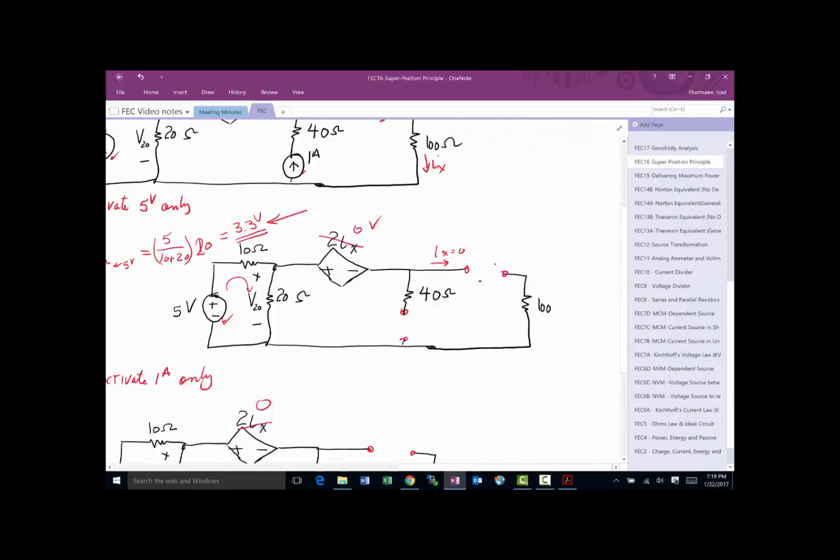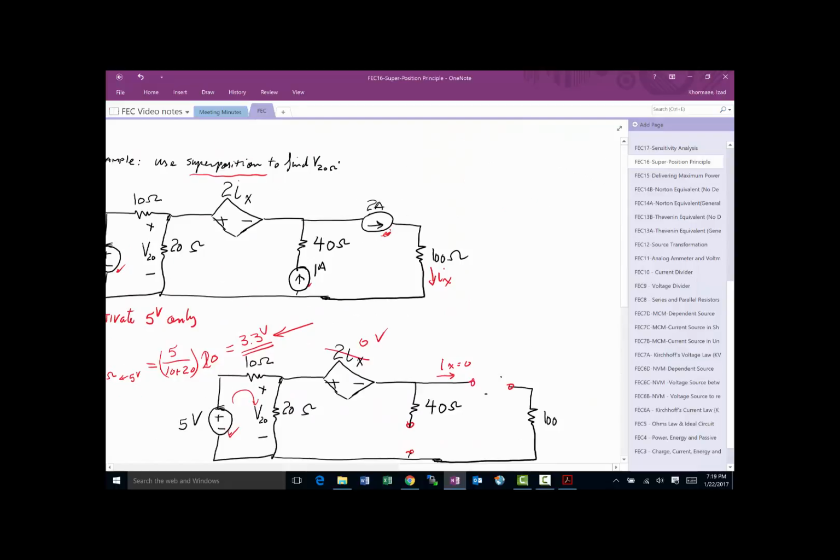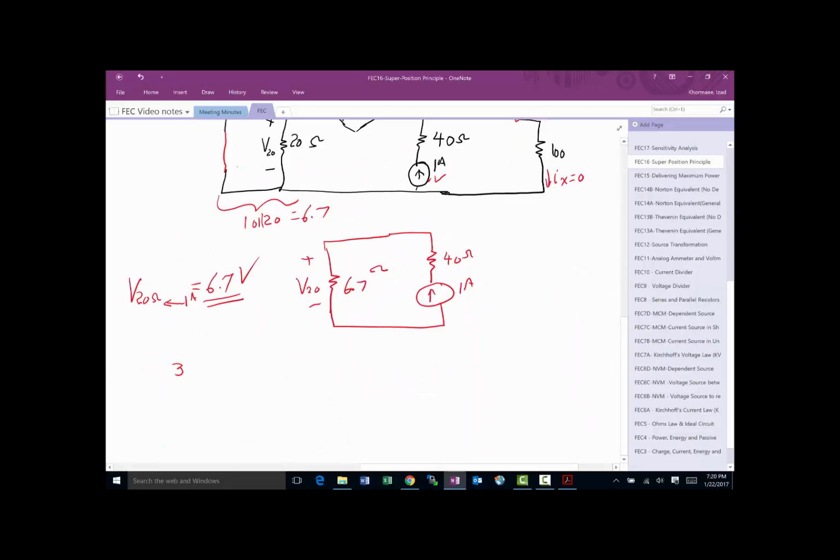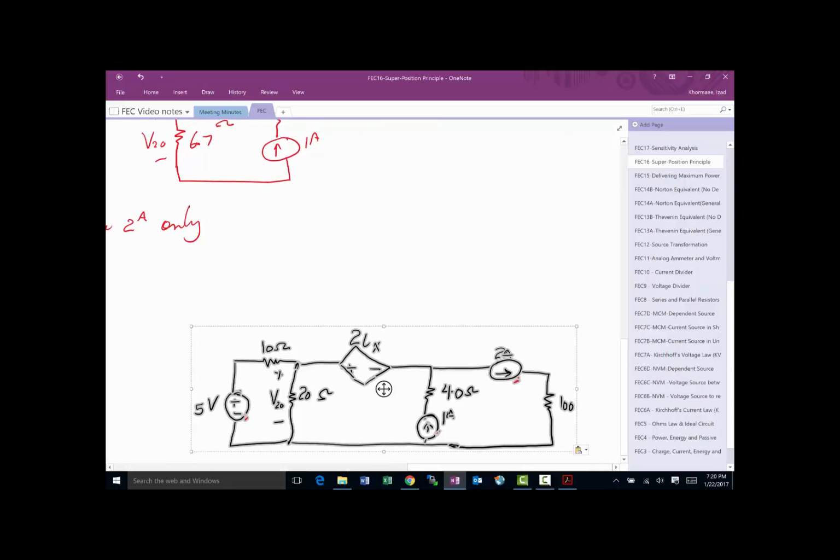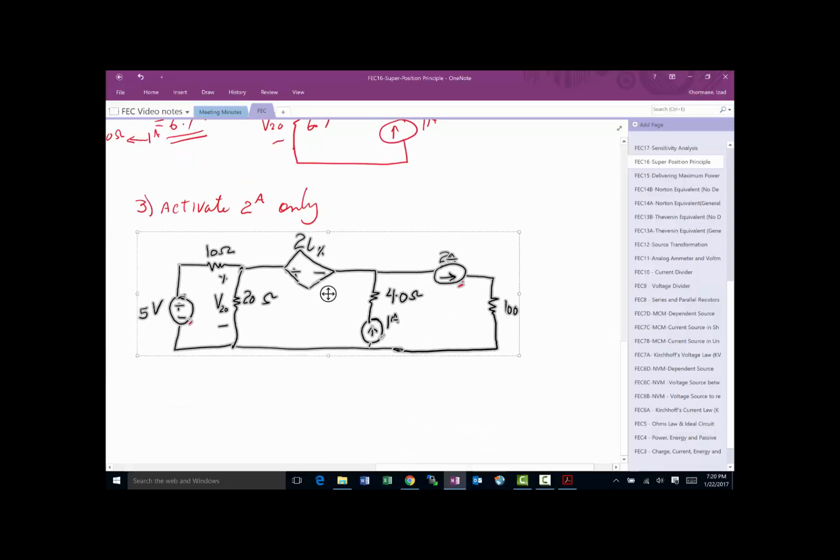The only thing we've got left to do is find out the response with respect to the 2 amp. So let's do that again. We're going to activate the 2 amp supply only, and since I have this copied, I'll just put it back out here. Okay, so now in this particular case, 1 amp is deactivated, so that goes away. So that's an open. This is deactivated, so that's a short, and then this IX, since it's the same branch as the 2 amp, is equal to 2 amp, which in turn means this is going to be 4 volts.